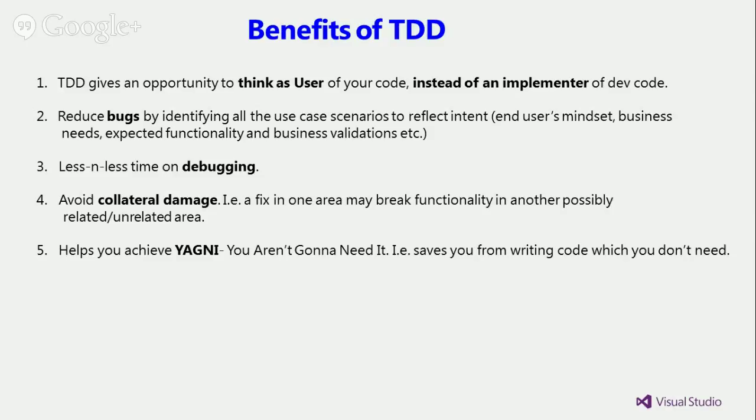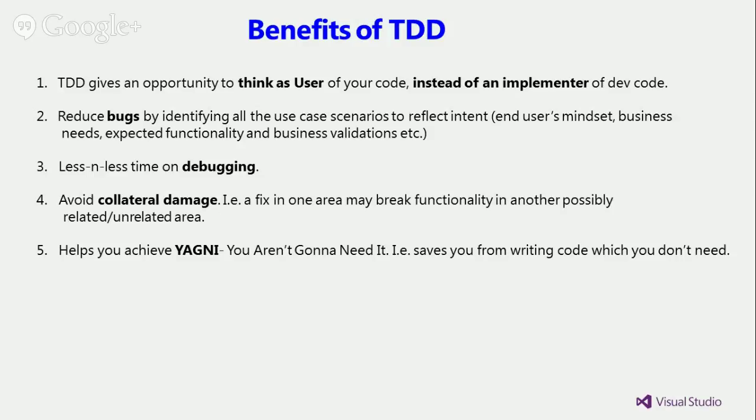YAGNI is an acronym for You Aren't Gonna Need It. Basically, when we design applications, we think of so many validations, conditions, and various things. Many times we have some code which is never touched, or some conditions, some flows, some conditional logic which is never touched by most of the scenarios. And many times we do big design upfront, which we don't need.